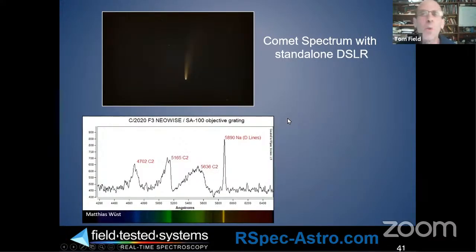So here's another more timely example. We can see the peak here in the yellow for the sodium in NEOWISE. And you see that word objective grating. I'm not sure I mentioned that to you, but that's when we have the grating on the front of a DSLR. In this case, the comet was pretty bright, so we didn't need a lot of aperture. And that's how this guy chose to do it.